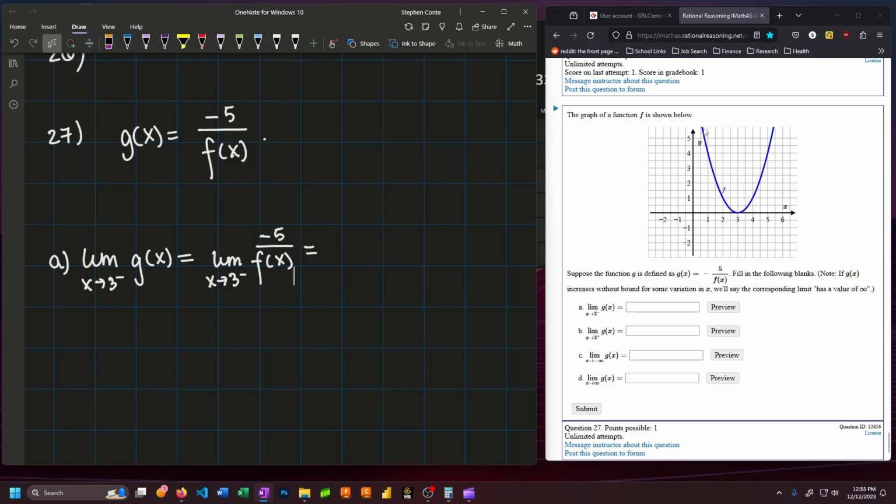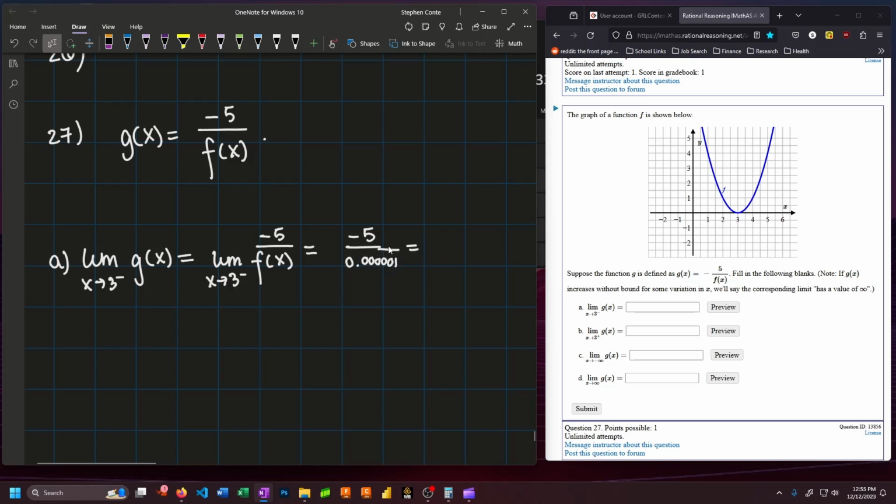So let's see, as we come from negative infinity down to 3 from the left side, f of x approaches 0. So it's a really, really small number. It might not exactly be 0. So let's say it's negative 5 over some very, very tiny number that could almost be 0. I don't know exactly what it is, right?